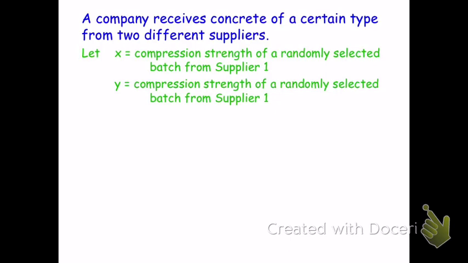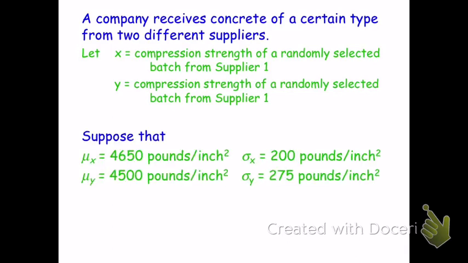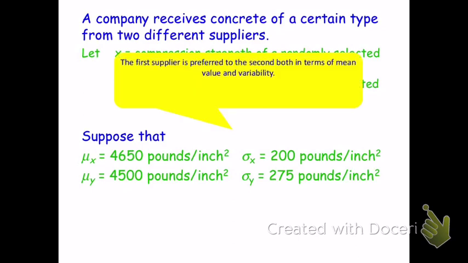Okay, we're going to start talking about what it looks like to be a normal curve. A company receives concrete of a certain type from 2 different suppliers. So we have compression strength from supplier 1, and compression strength from supplier 2. It's supposed to be a 2; I don't know why it says 1. There's a typo. And we have 2 means and 2 standard deviations. The first supplier is preferred to the second, both in terms of mean and standard deviation, or variability.